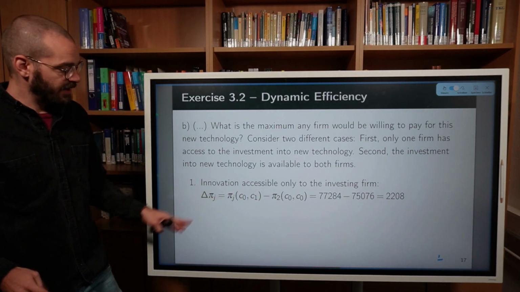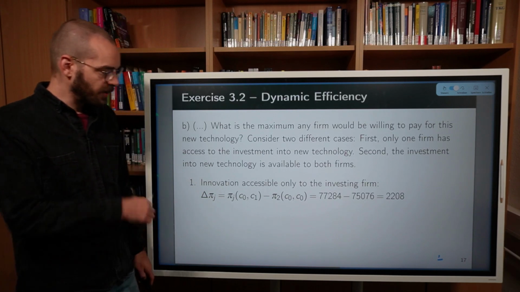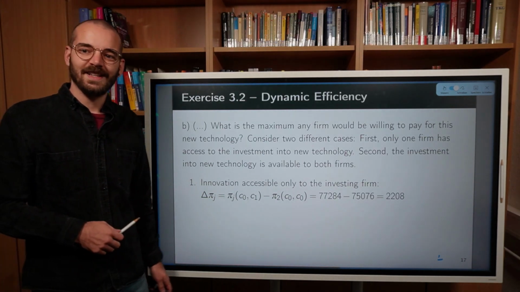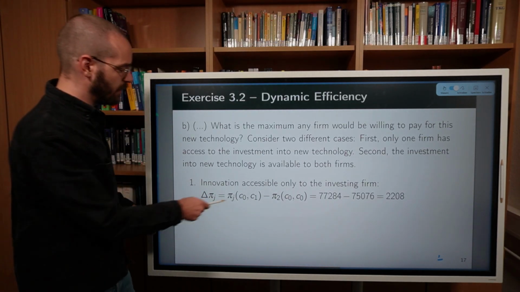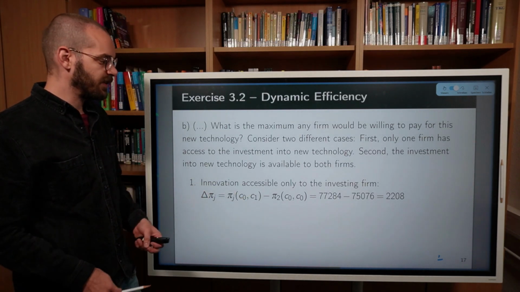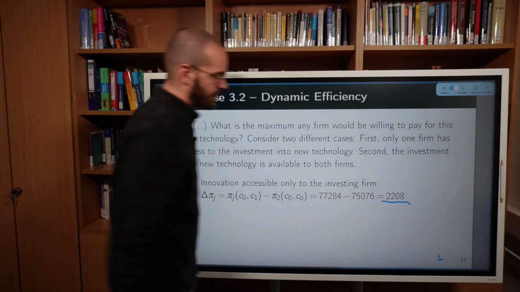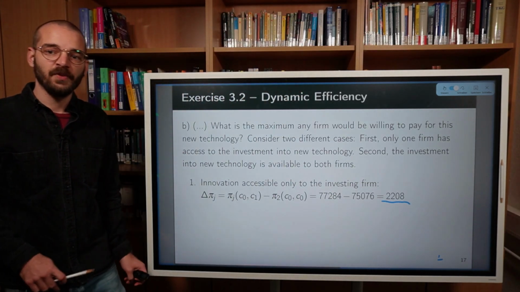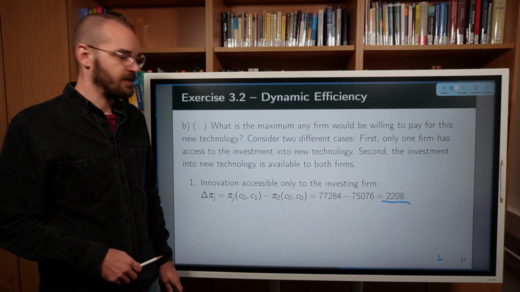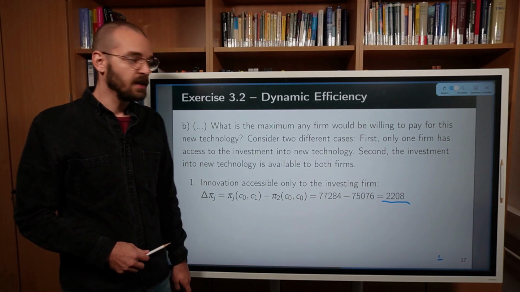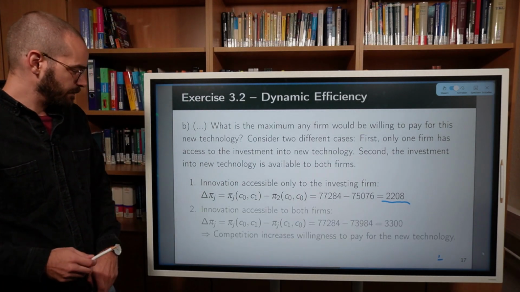Alright, then we calculate the profits simply by looking at the results of the previous slides, right? So we already know the profit function for all of these situations, and we can then calculate that the change in profit of this firm J, of the investing firm, would be 2,208. Now to the second case.